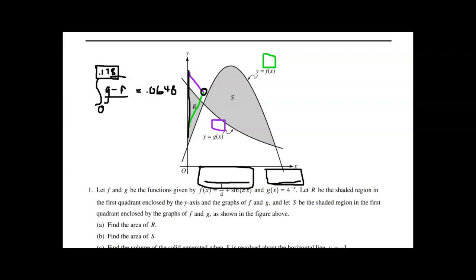Now, how would they have graded this FRQ? They would have given 1 point for finding the intersection. They would have given 1 point for setting up the integral correctly. And they would have given 1 point for finding the final answer there. Okay, so that's a 3-point question there. It's a little generous, honestly.